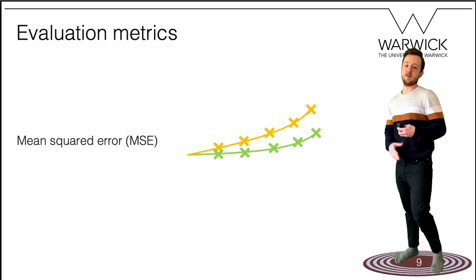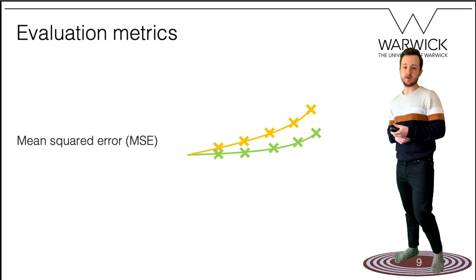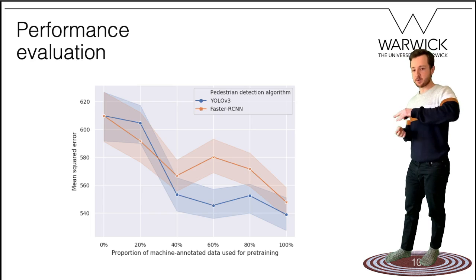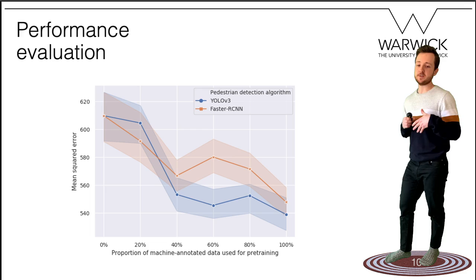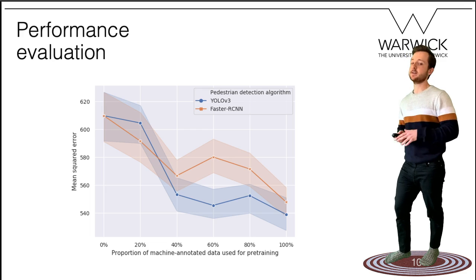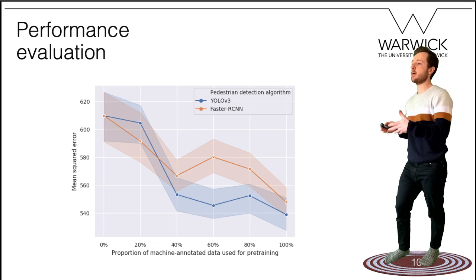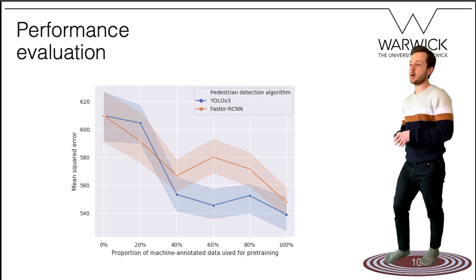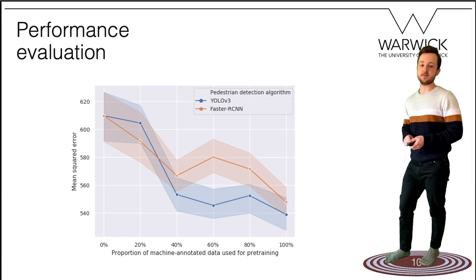So we use the mean squared error to evaluate the performance. So this is the square difference between all the future locations. And we can see here in this plot that as we use more of this machine annotated data for pre-training, so this is data that's been labeled by our algorithm rather than labeled by hand, the mean squared error is generally declining as we use more of this unlabeled data for pre-training.